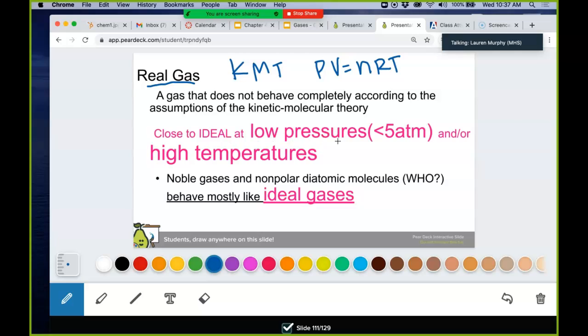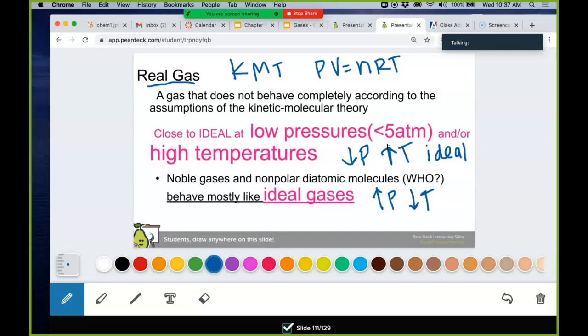And they are the most ideal when they're not under a lot of pressure, okay? So think about you: you behave better or you feel better when you're not under a ton of pressure, low pressure, and higher temperatures. So lower pressures and higher temperatures is the most ideal, which means the least ideal would be when the gases are under a ton of pressure and at lower temperatures.